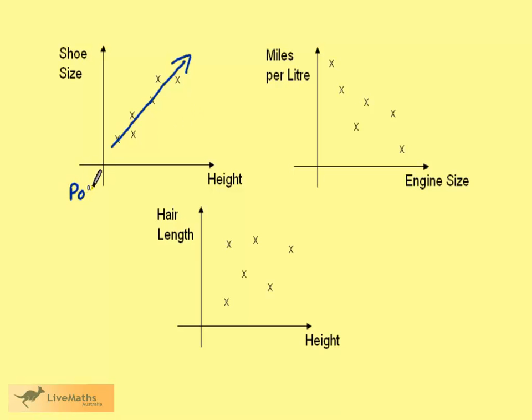We call this a positive correlation. If the graph slopes from bottom left to top right, it's a positive correlation. A positive correlation means as one thing increases, so does the other. So as height increases, so does shoe size.